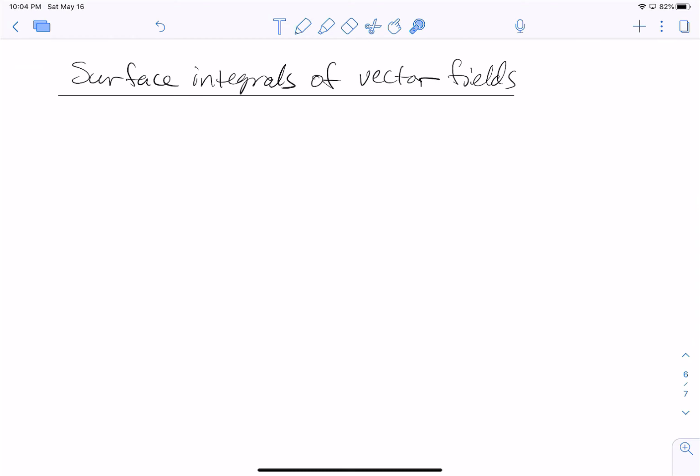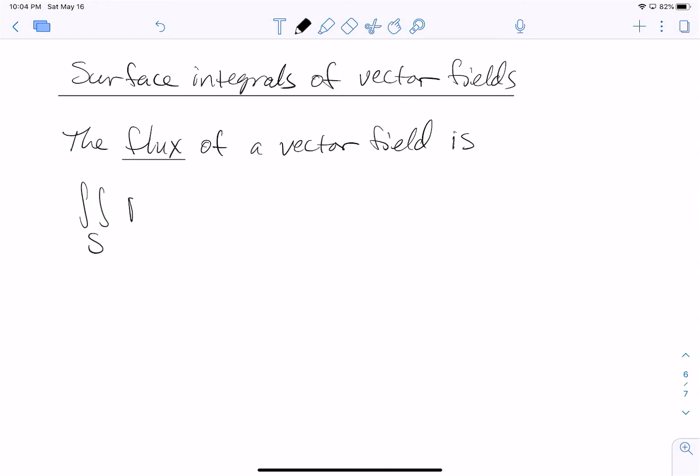Well, we've been looking at surface integrals of real functions, scalar functions. Now we're going to look at surface integrals of vector fields. The flux of a vector field is the surface integral over S of F, the vector field, dot dS. Now that dS has a vector notation, it's got to, because this is a dot product after all. They both have to be vectors, right?